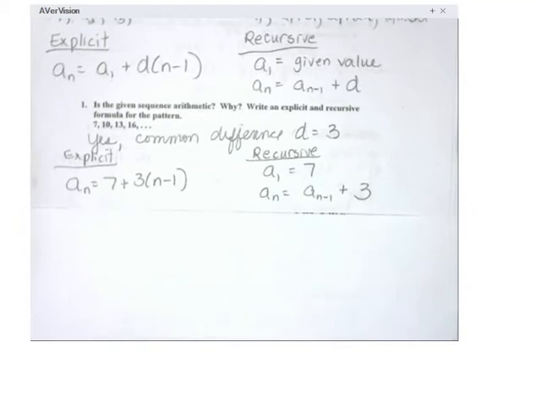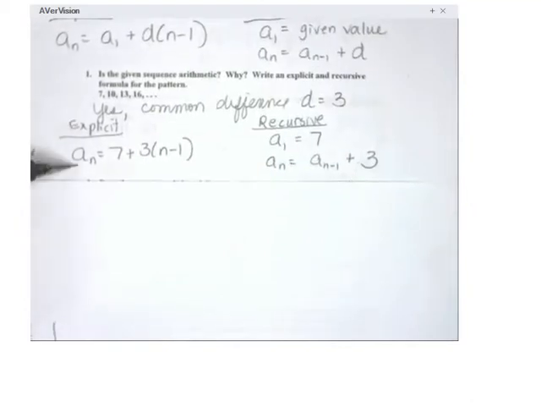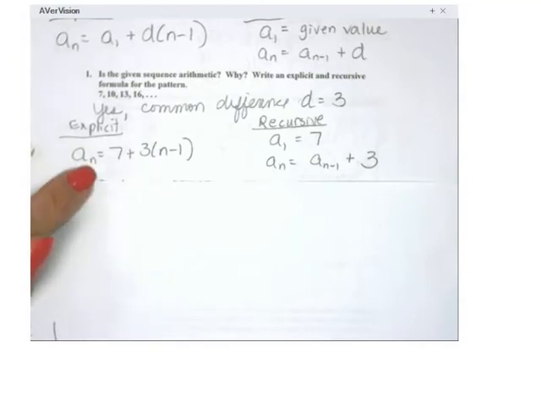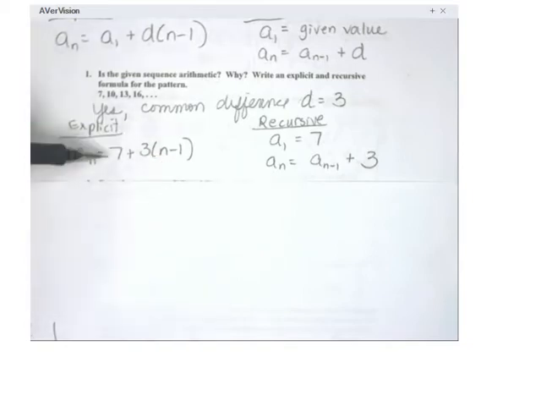Okay, this is what we should have. The explicit rule, I want to find the nth term. The explicit rule, I don't have to know a previous term. I just look at this one rule, and I plug in whatever term I want to find. I want to find the 6th term. I can plug 6 right in here and right in there, and I'll have my 6th term. My first term plus the common difference times n minus 1.